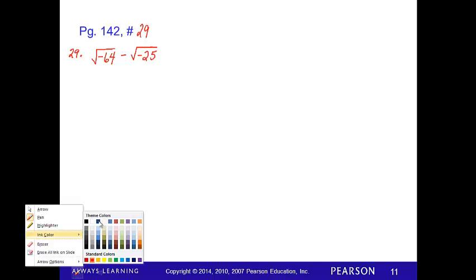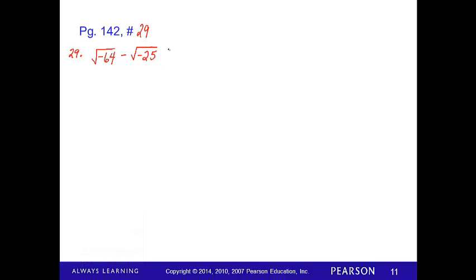So let's look at number 29. It says perform the indicated operation and write the result in standard form: square root of negative 64 minus the square root of negative 25. Well, the first thing you need to do is simplify the i, which means these negatives need to be taken care of, right? Take care of the negatives first.